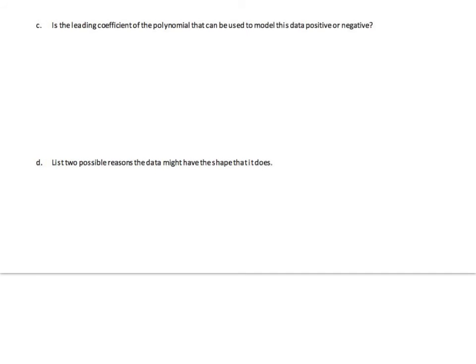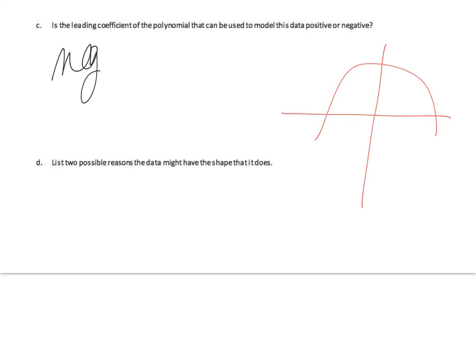Is the leading coefficient of the polynomial that can be used to model this data positive or negative? Let's think about what we learned. Okay, our graph, if it's an even degree, would look like this. If it were positive, would look like this if it were negative. So what do you think? Is it positive or negative? I agree. I think it's negative because it opens up like that.